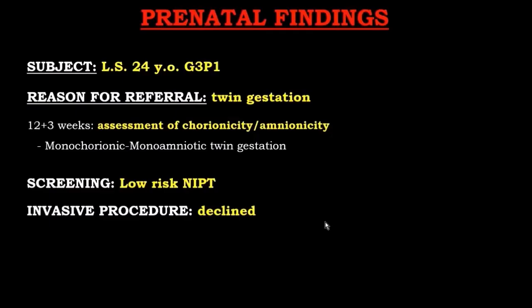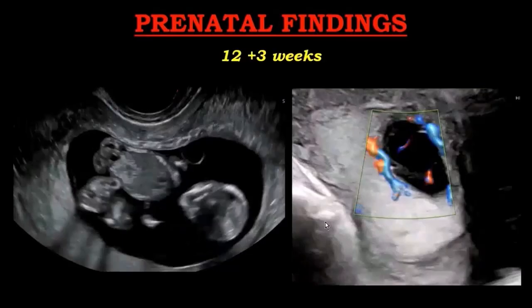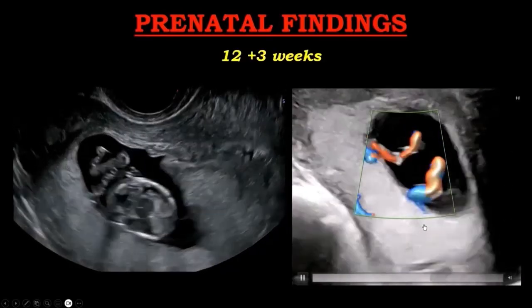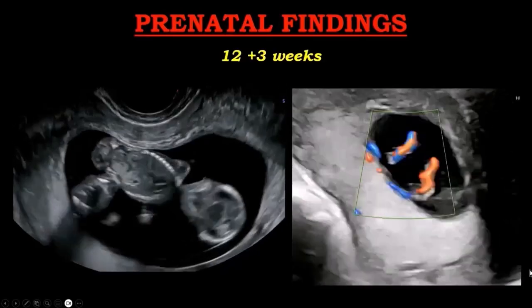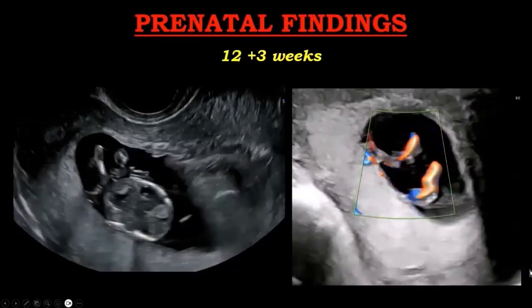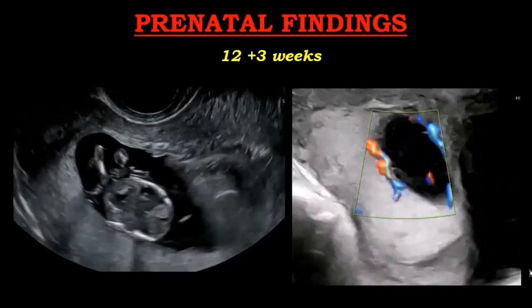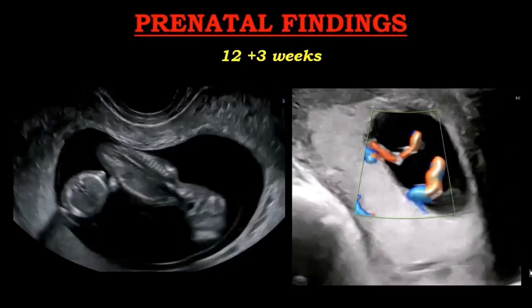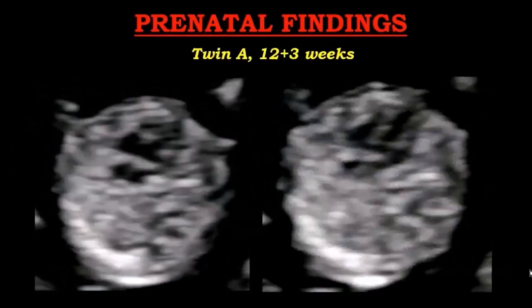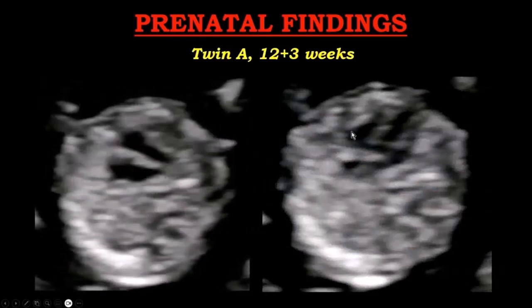So the second example is also a twin gestation, but it's even more complicated. It's a monochorionic monoamniotic twin gestation. So here we can see one placenta, two cords close together, one yolk sac, and two fetuses in one amniotic cavity. So here we have a challenging scan.